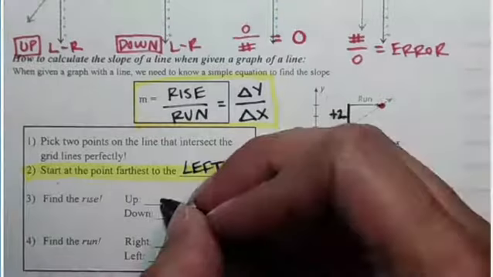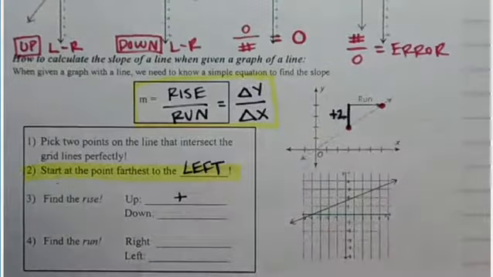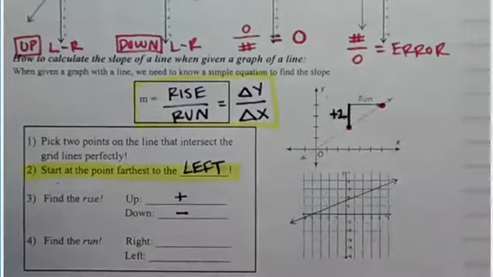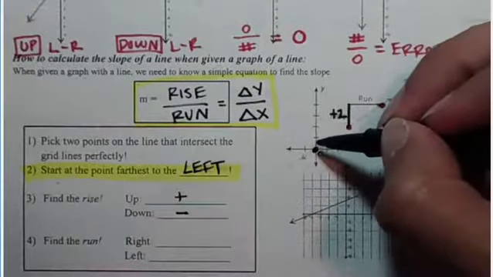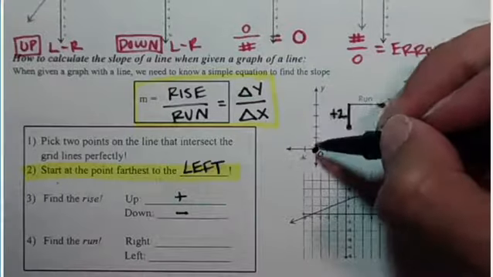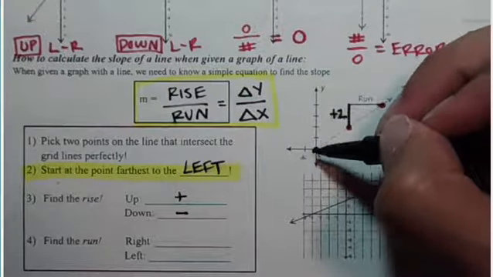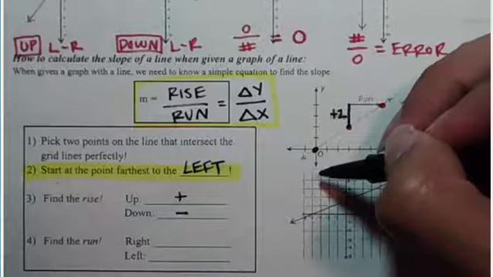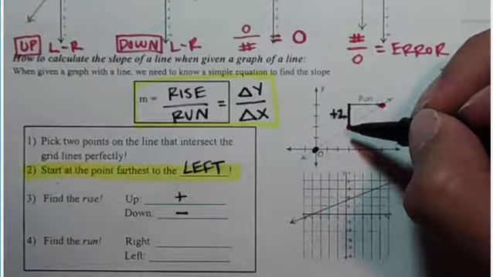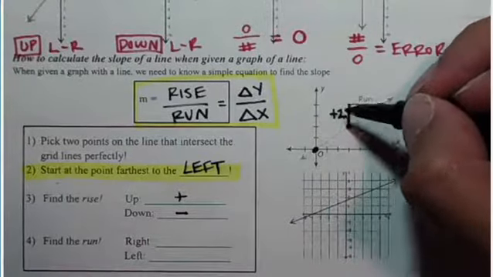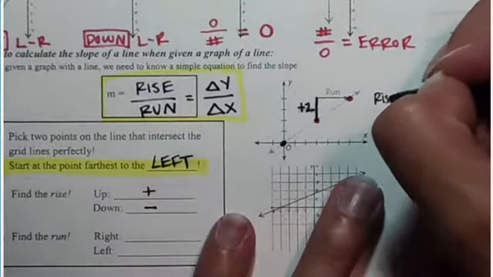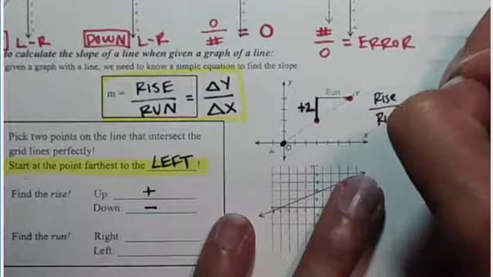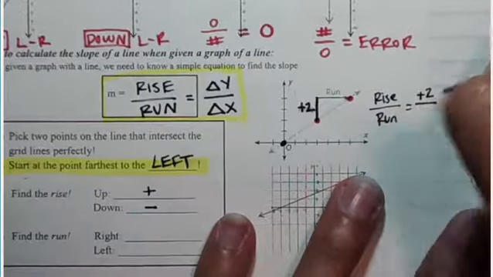Now if I go up, those are positive numbers. If I go down, those are negative numbers. Think of you sitting at the origin. If you go up the y-axis, these are all positives. If you go down the y-axis, these are all negatives. Okay? So since I have farthest left point, I'm going up 2. Okay, that would be considered my rise. So if I write it off to the side, rise over run, I'm going up 2.